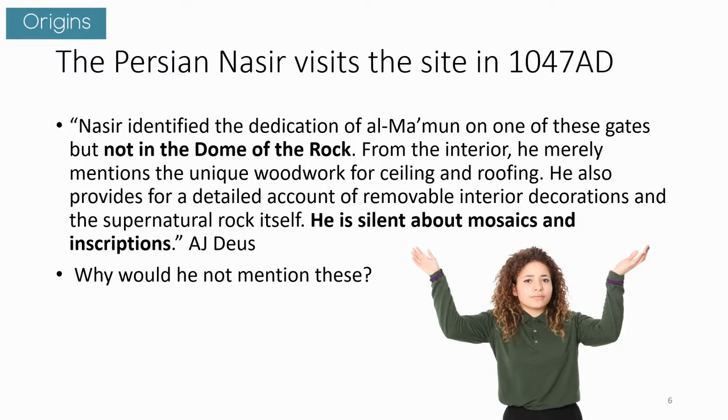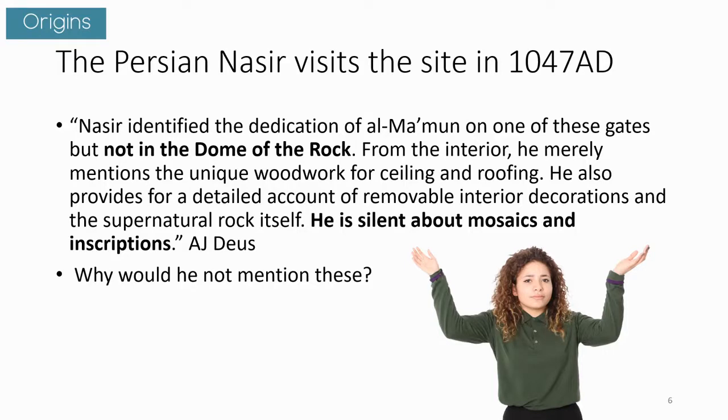So, continuing with our evidence then, part 3. The Persian Nasir visits the site in 1047 AD. Nasir identified the dedication of Al-Mamun on one of these gates, but not in the Dome of the Rock. From the interior, he merely mentions the unique woodwork for ceiling and roofing. He also provides for a detailed account of removable interior decorations and the supernatural rock itself. He is silent about mosaics and inscriptions.